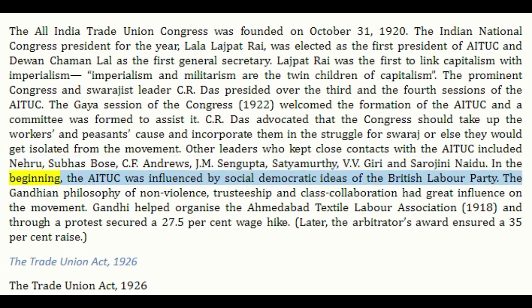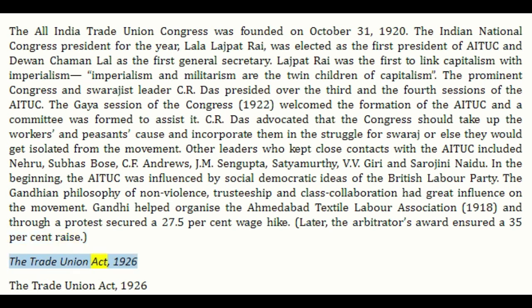In the beginning, the AITUC was influenced by social democratic ideas of the British Labour Party. The Gandhian philosophy of non-violence, trusteeship and class collaboration had great influence on the movement. Gandhi helped organize the Ahmedabad Textile Labour Association, 1918, and through a protest secured a 27.5% wage hike. Later, the Arbitrators' Award ensured a 35% raise.